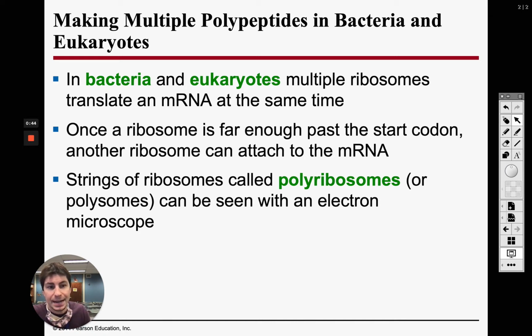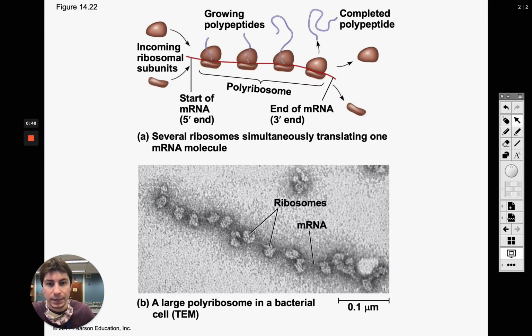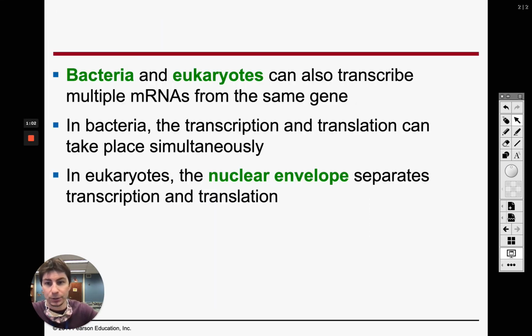So we can connect these ribosomes together, and they're called polyribosomes. And here's a picture of one, under an electron microscope down there. You can see that there is more than one ribosome, and given this, we're able to translate our mRNA a lot faster.